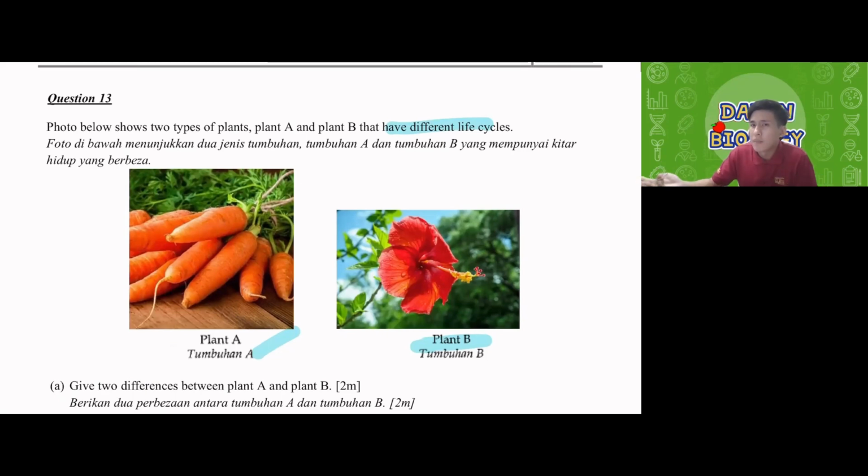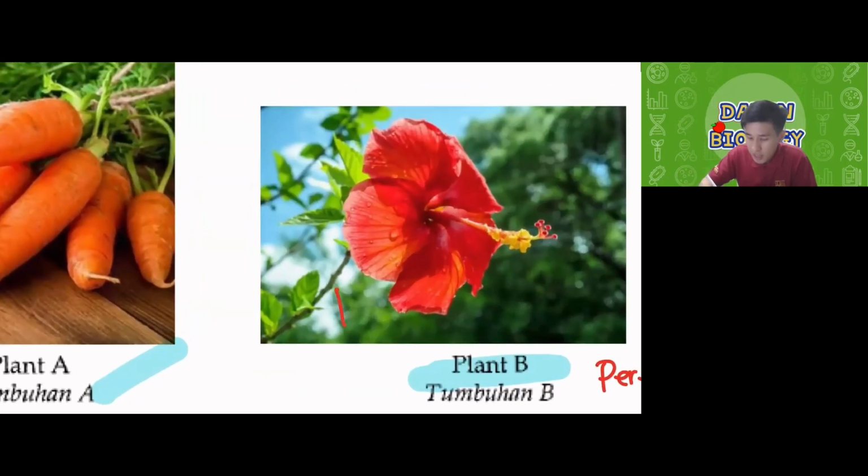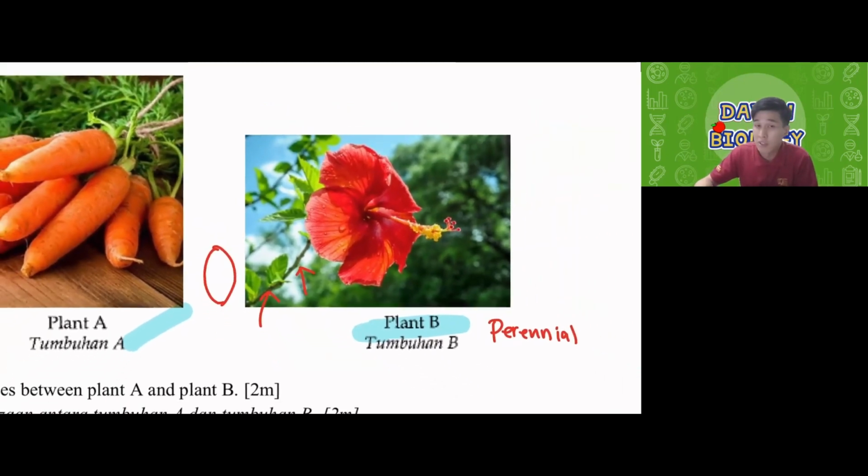What do you guys think? Annual or perennial? If you ever saw a hibiscus before, do they die very fast or are they there for many years? It's our national flower, so maybe some of our schools will have one. So the answer actually is perennial. It's there for many years. It doesn't die straight away. Plus, you can see there's a woody stem. And another thing, hibiscus actually is a dicotyledon. See, the leaf is broad. So it's a dicot. Dicots are definitely perennial, if taken care of nicely.